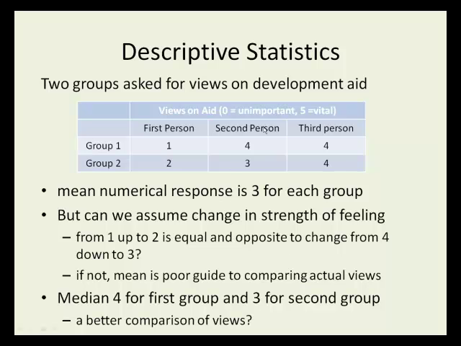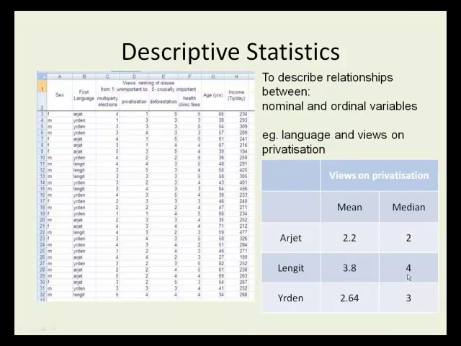In which case, group 1 would seem to have more positive group views, because there are 2 people going high ranks here, as compared to here, where there's only 1 with a high, 1 with a low, and 1 in the middle. So arguably, the median's a better guide here. If we try and apply this back to our descriptive statistics, I'll show you how you do this.